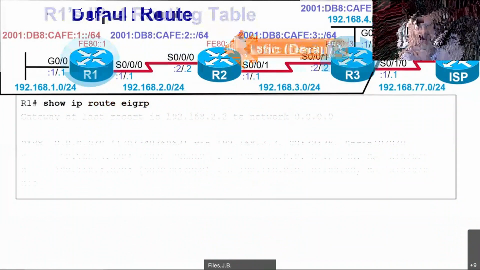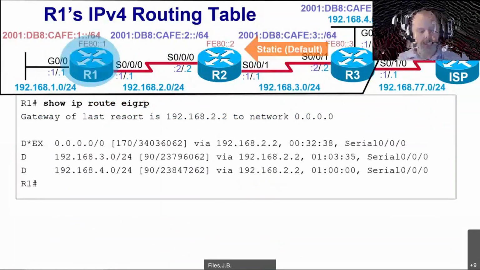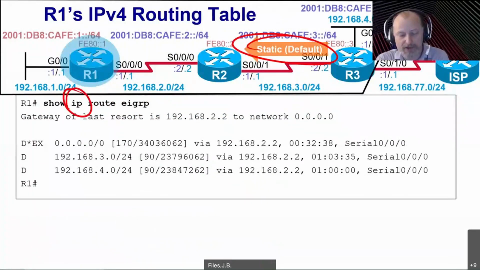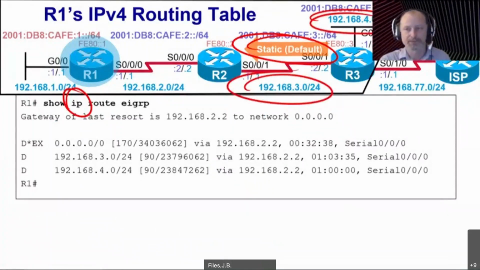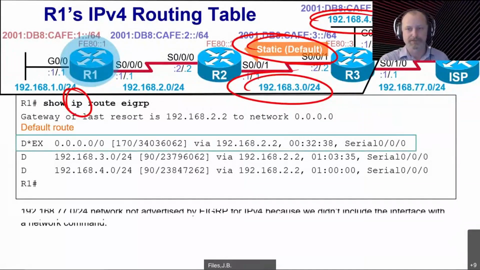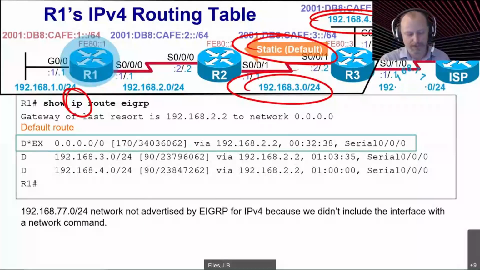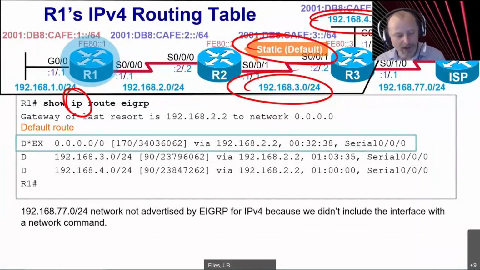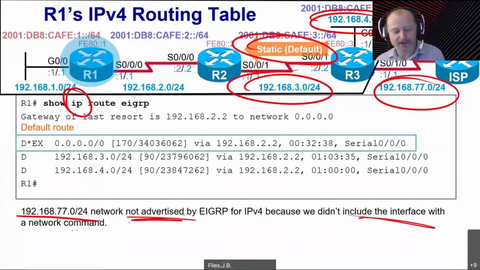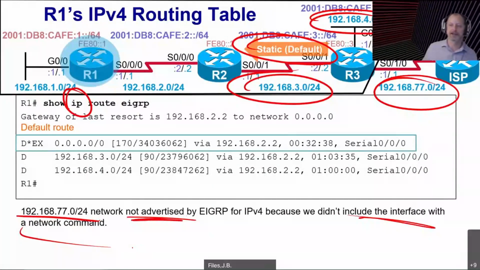Now we do a show IP EIGRP on R1, IPv4, right? We've got the static route and we've got those IPv4 routes. Okay, so 3 routes in total. Okay. Now this network over here is not advertised because we didn't include that interface with a network command, right? Makes sense.